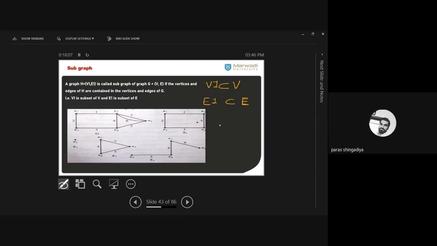For example, if I consider V8, V9 with the edge 10, here it is not a part of the given graph G. There is no such V8 and V9 vertex in the given graph. So we cannot say this is a subgraph of the main graph. Whatever portions you consider, they should be part of the given graph. If it is a part of the given graph, then it is called a subgraph.